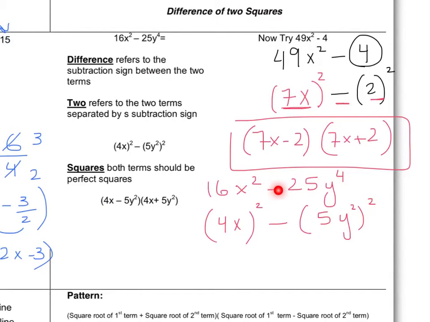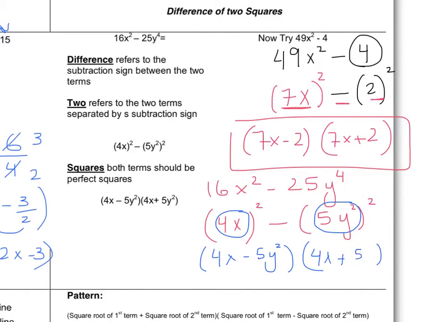So there is a difference. We have two terms, and they both can be written as perfect squares. So you would rewrite it as the first minus the second, and then the first plus the second. And again, to check your answer, you can always put this in y1 and this in y2 and press graph. If they overlap, then that would be your answer.